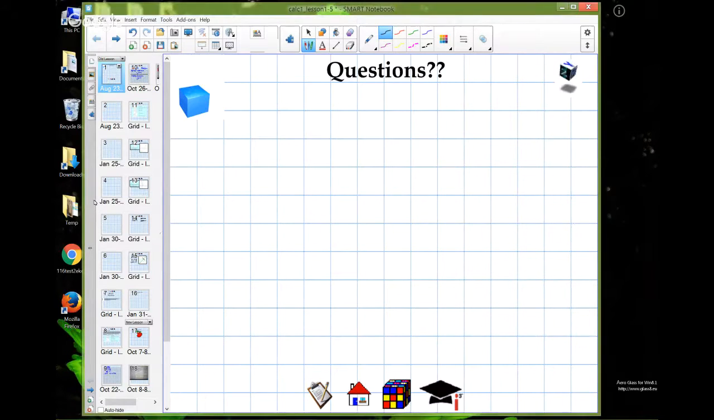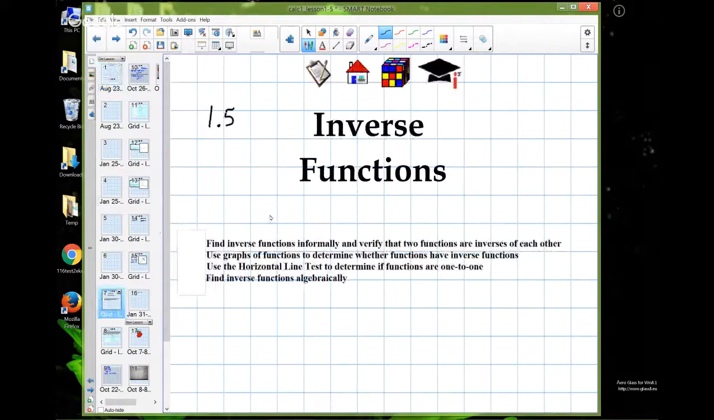The topic today is lesson 1.5, inverse functions. And once again, you want to look at the core exercises. There's a fair number of them for this particular lesson.